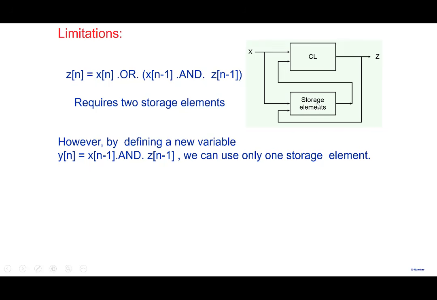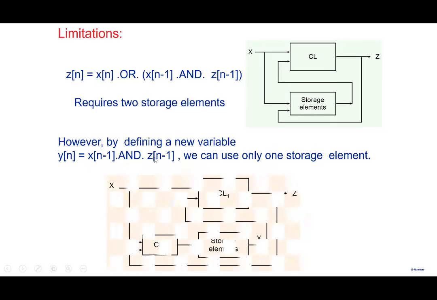Why use two different storage elements? Because storage elements are expensive, they take up space. So why not define a new variable called yn, which is xn minus 1 and zn minus 1, and then store yn into your storage element rather than xn minus 1 and zn minus 1 separately here.